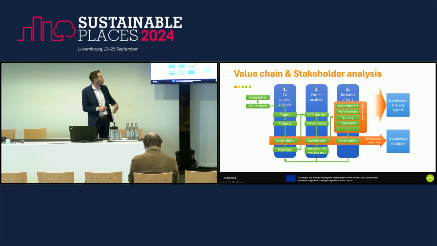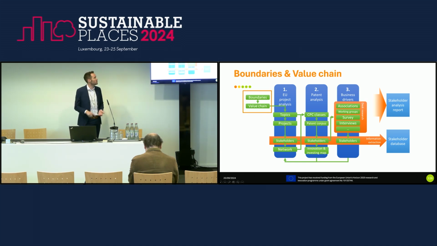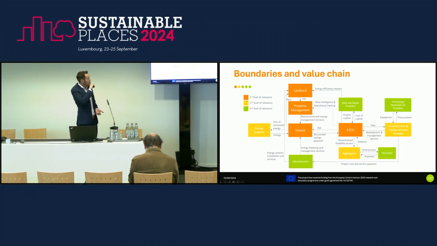So this is the approach that we have used. It's a three-phase approach, which are all complementary to each other. But first we started with the boundaries and the value chain. We started with defining the boundaries and the value chain to see what the landscape actually looked like, and to define the stakeholders in this value chain. We also did it with the idea to not narrow it down too much, to see that we don't overlook any stakeholders that could be of relevance for our project.